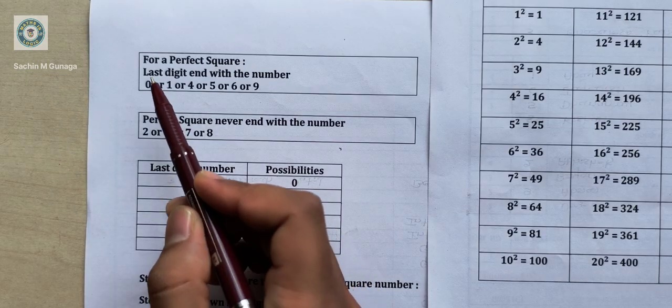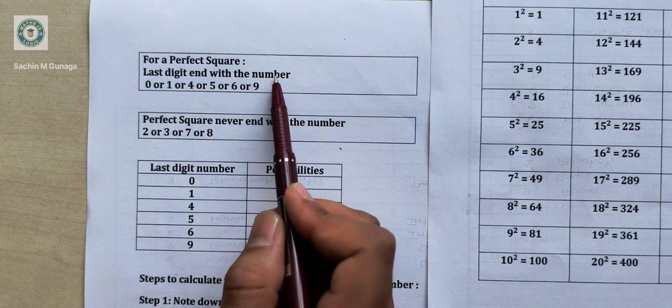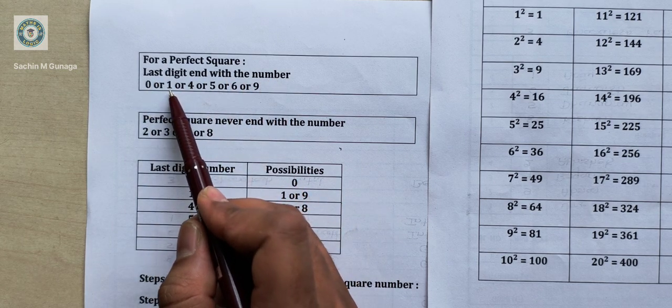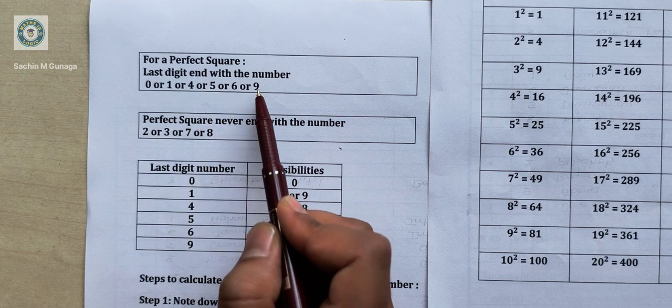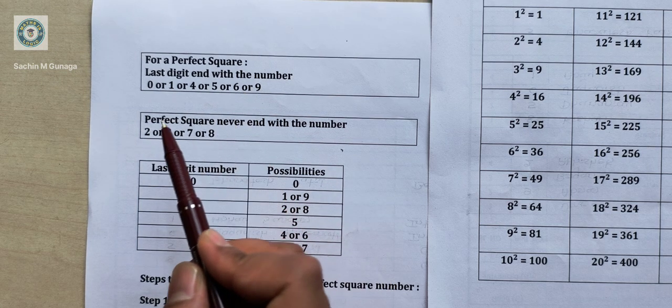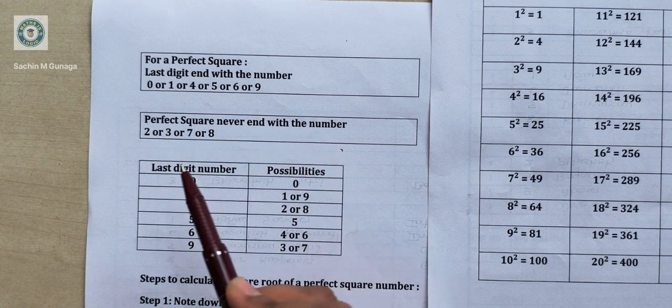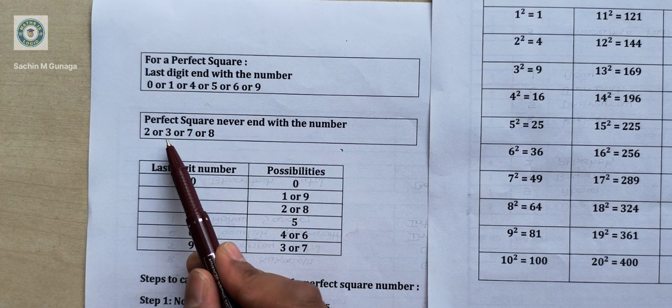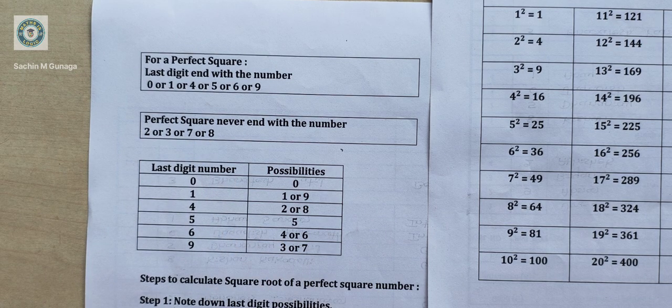So a perfect square's last digit ends with the number 0 or 1 or 4 or 5 or 6 or 9. And remember, a perfect square never ends with the number 2 or 3 or 7 or 8.